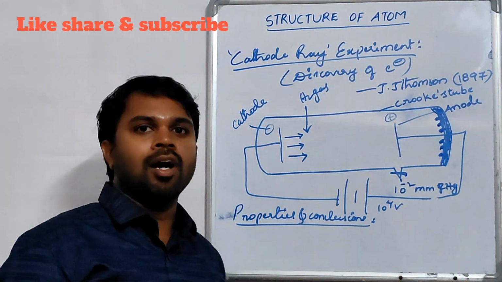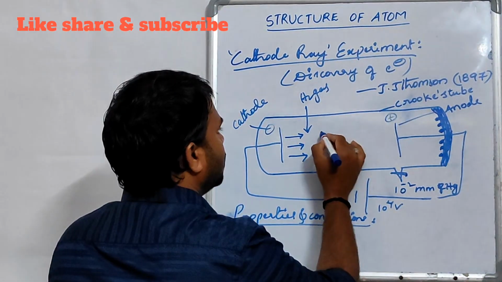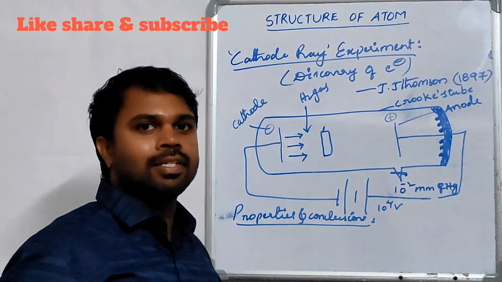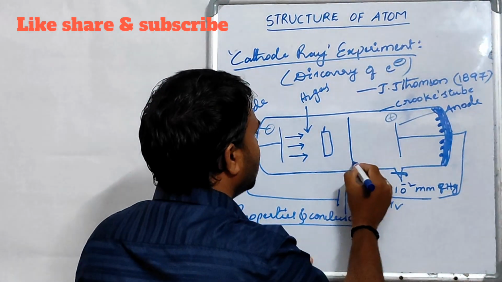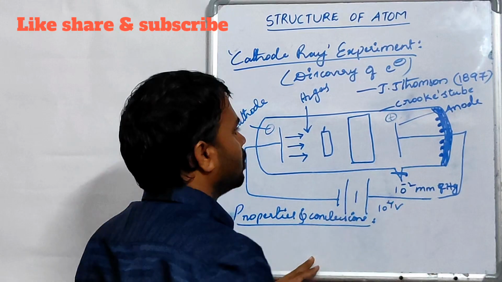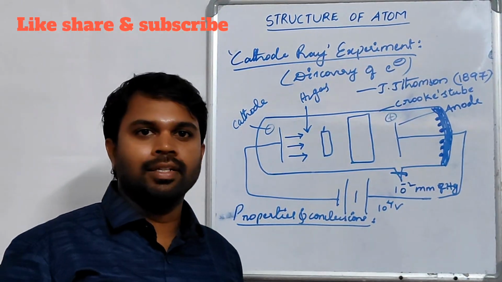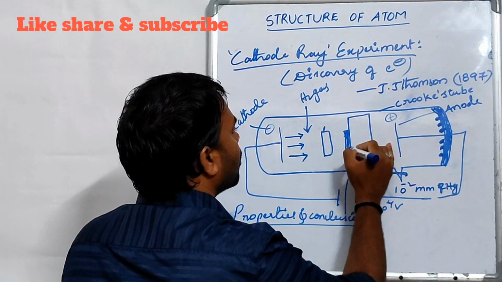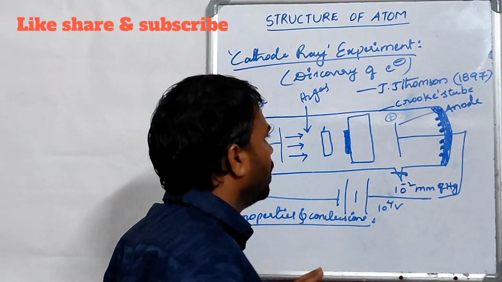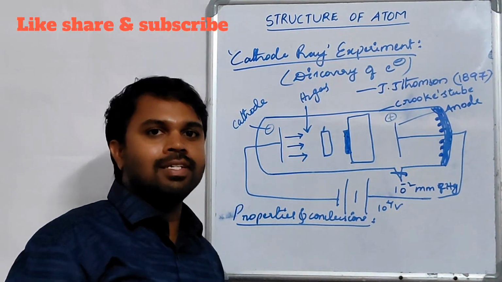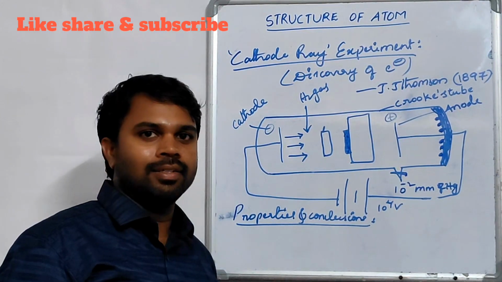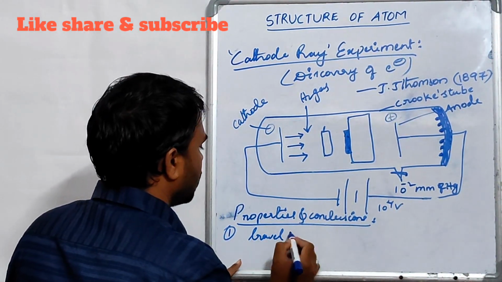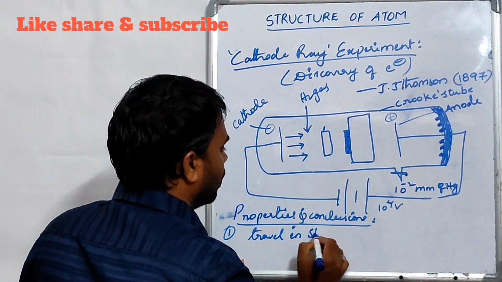Now, he placed an object in between these electrodes. He placed a screen behind this object. When he turned on the battery, a bright image got created on this screen. This is only possible when these rays are traveling in a straight line. The first property is that cathode rays travel in a straight line.